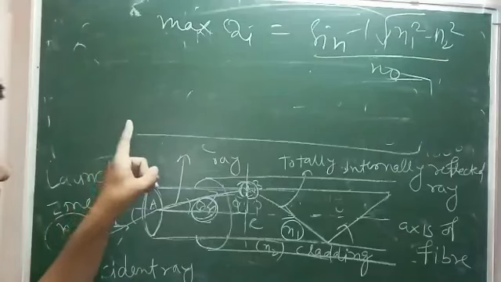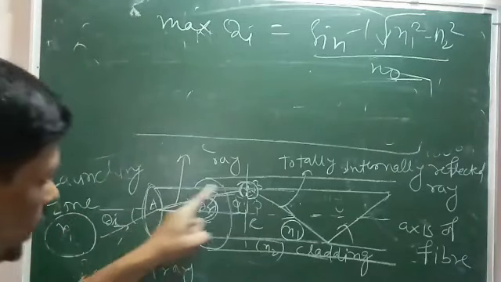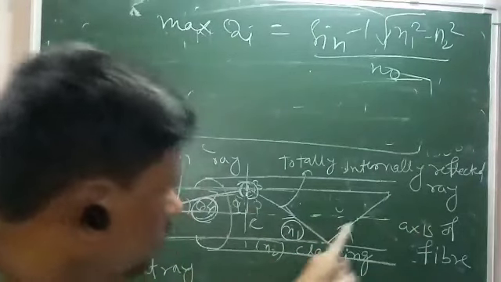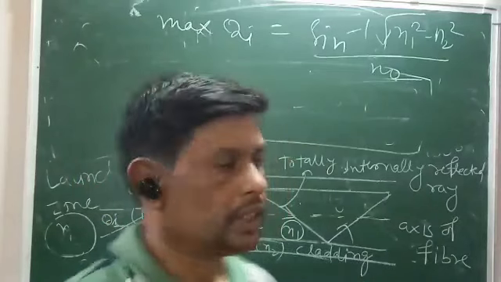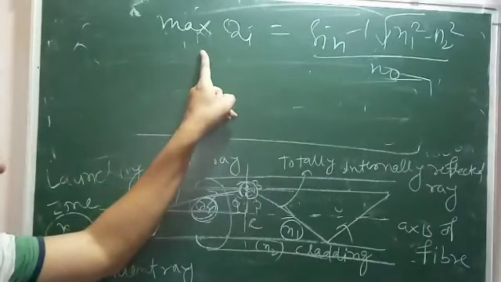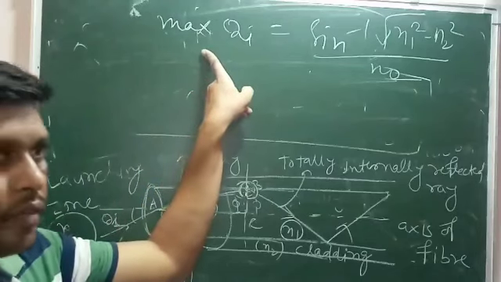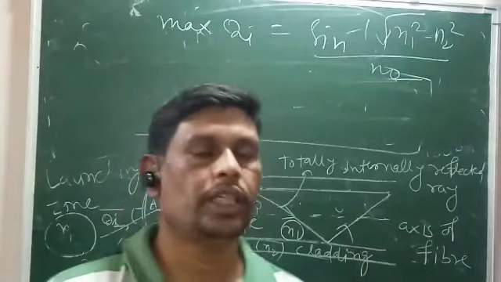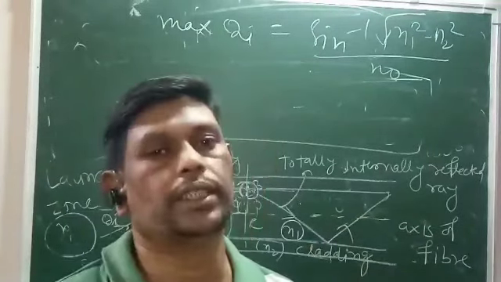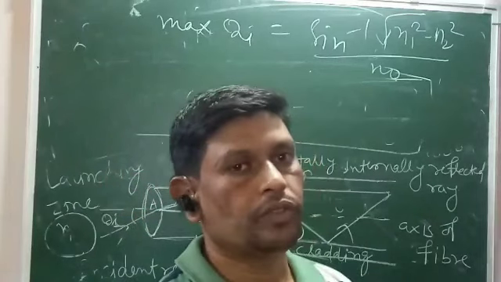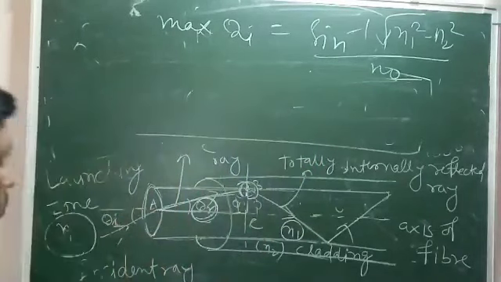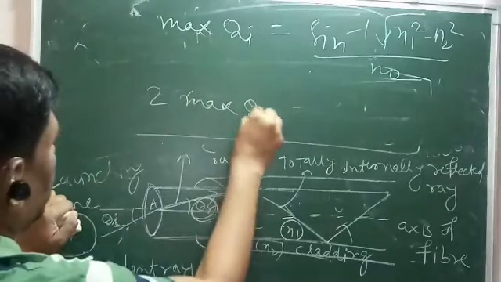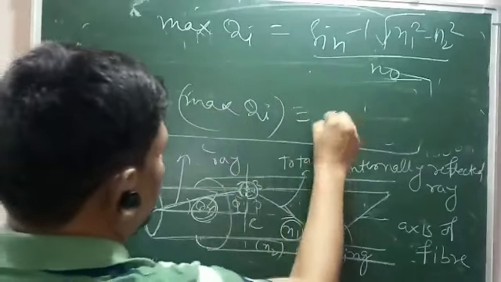So each and every time the incident ray crosses the axis of the fiber through the propagation. So the maximum theta I is the acceptance angle at which the light ray can every time be incident relative to the axis of the fiber and cross the axis of the fiber through the propagation of the fiber. And 2 times the maximum theta I is called the acceptance cone.